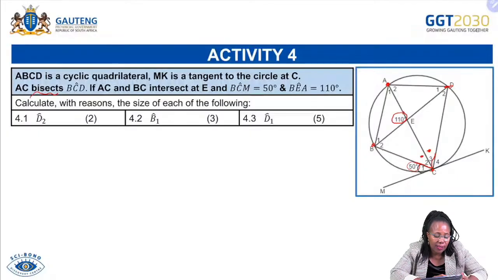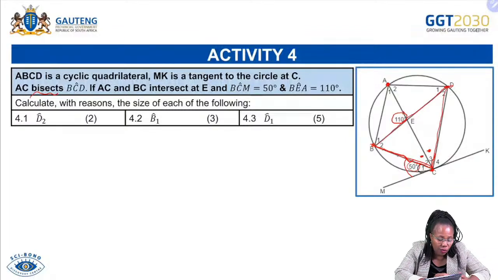Calculate with reasons the size of the following. We need D2. D2 is that angle. And then if you look at this, this is tan chord to this angle. From a tangent to the chord, and then from this chord, it takes you to that angle.